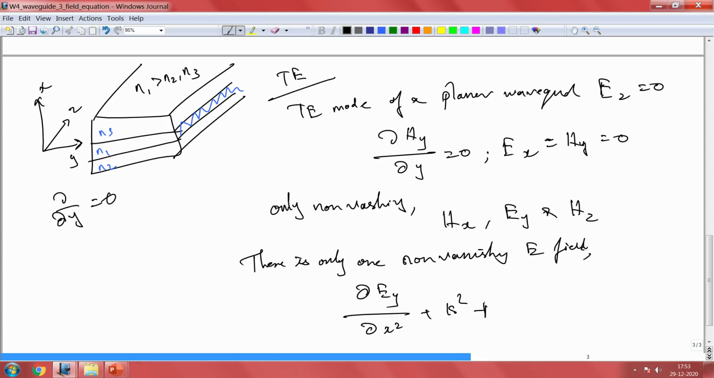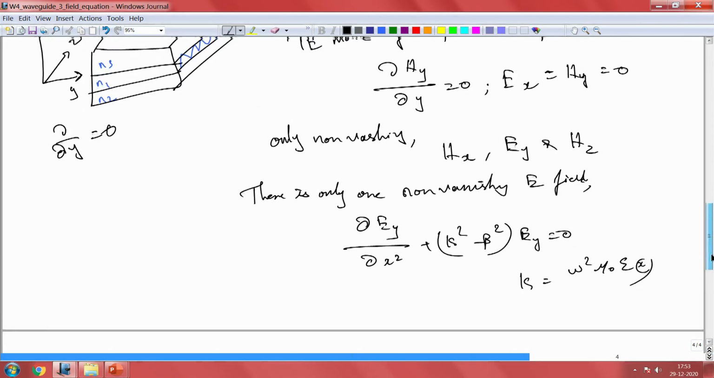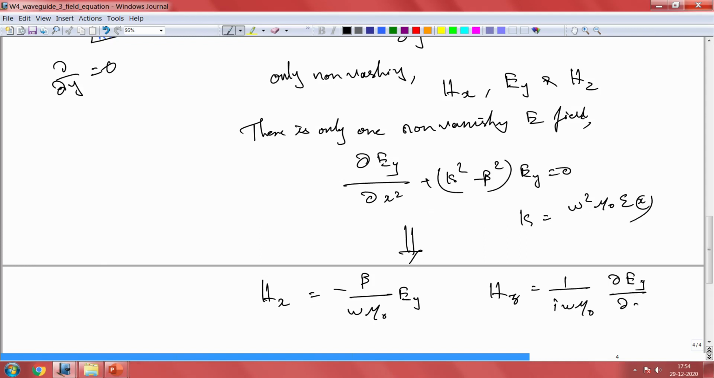this becomes much more simplified like this, and your k here is omega square mu naught into epsilon of x. And from this, you can get Hx equal to minus beta over omega mu naught times Ey, and Hz could be 1 by i omega mu naught dou Ey over dou x.